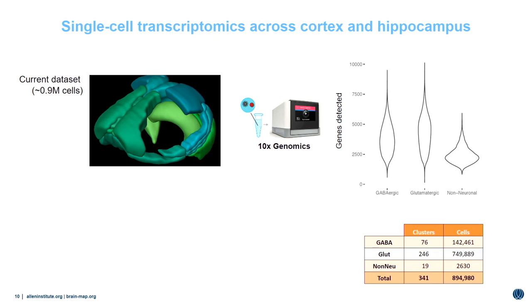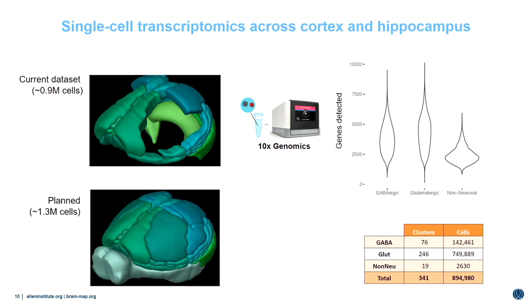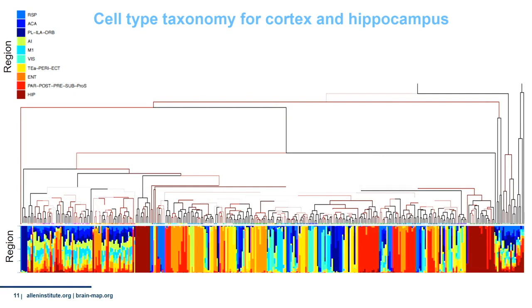Moving forward, we have 3 main areas to be collected, including somatosensory areas, auditory areas, and olfactory bulb. Together, we plan to profile 1.3 million cells. Trying to understand and annotate 342 clusters all at once can be a daunting task. However, once we organize this into a taxonomy, it becomes more tractable.